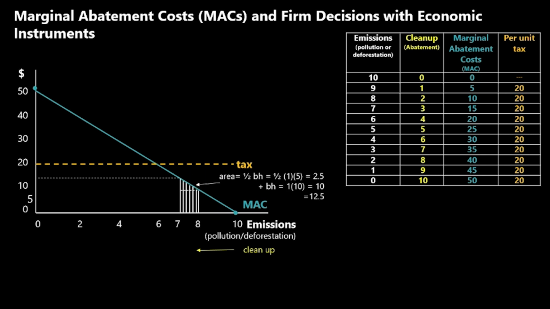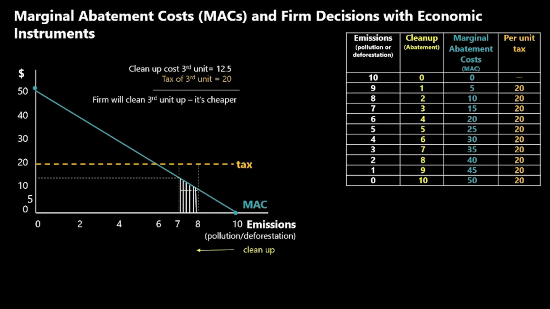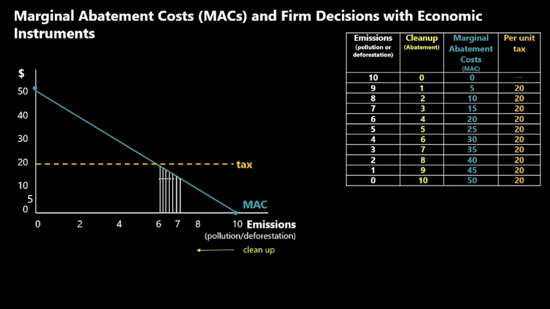If we did that, we would be comparing that area underneath the curve between units of emissions of 8 and 7, cleaning up 2 to 3 units. And here we get 12.5. Comparing that to the tax, we get a comparison: cleanup costs of 12.5, a tax we'd have to pay if we didn't clean it up, and the firm here would decide again to clean it up. It's cheaper than paying the tax.